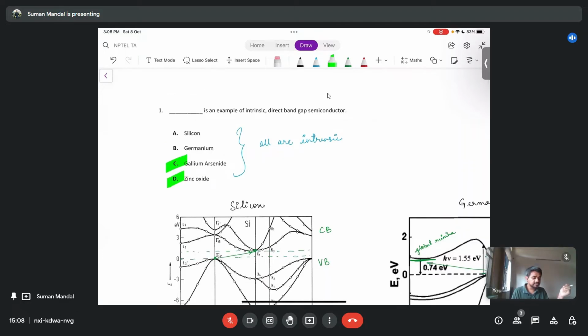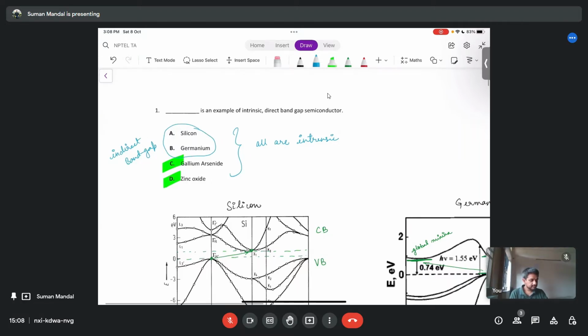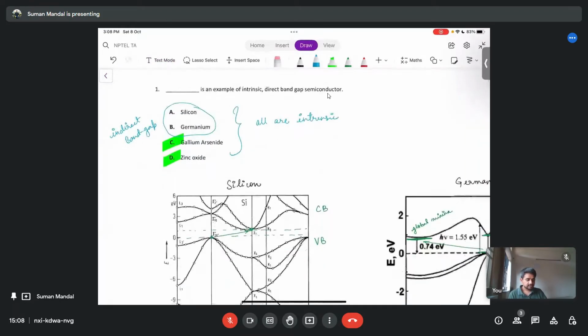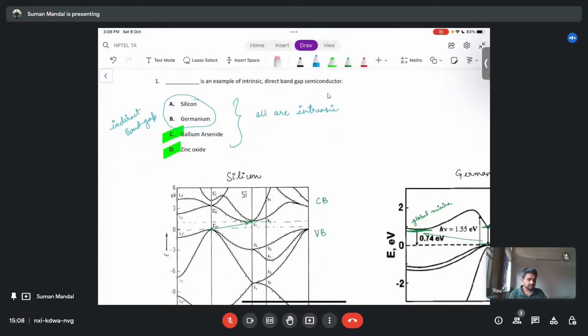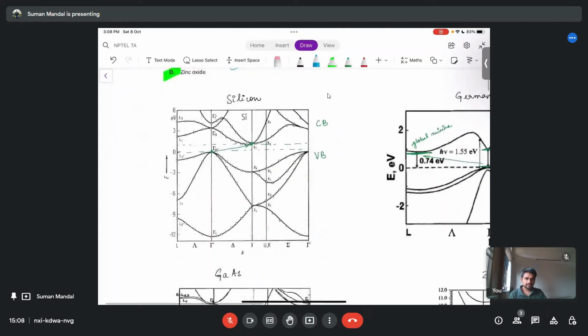So gallium arsenide and zinc oxide are examples of direct bandgap semiconductors. All are intrinsic, and silicon and germanium are indirect bandgap semiconductors. This was the first question. I hope you understood this. Yes, sir.